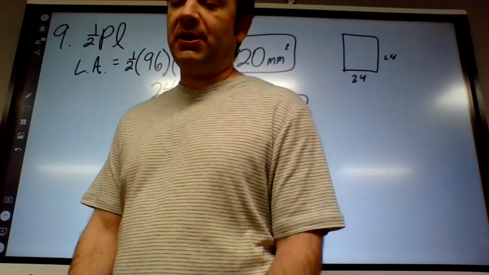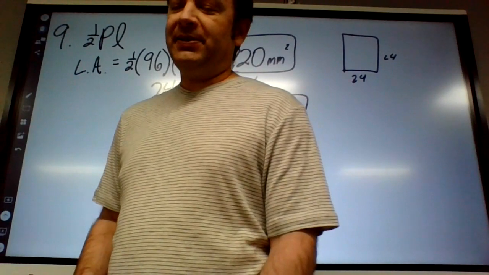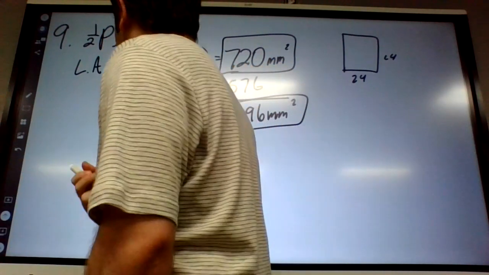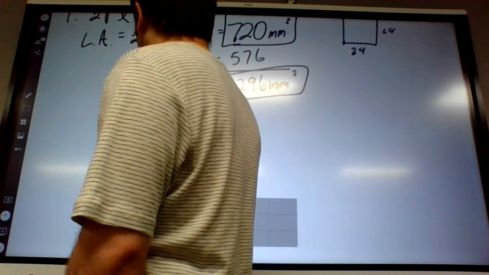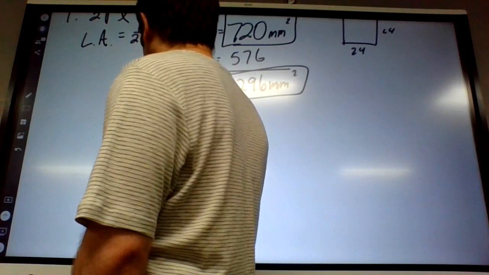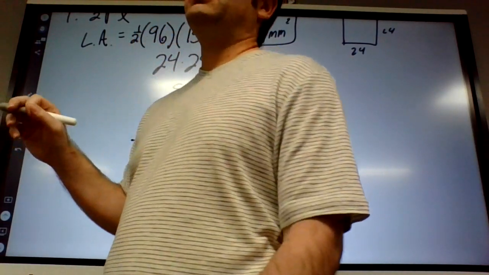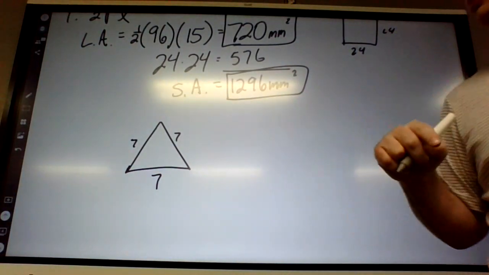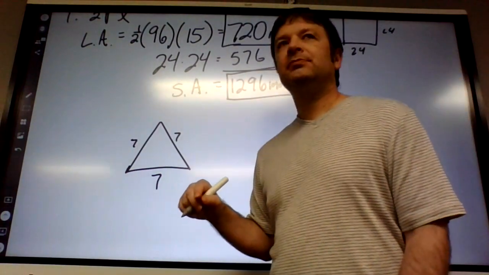On number 10, they are not telling us much about the base. So how could I find the base area on number 10? 7 times 3. No, that would be the perimeter. Talking about later on when you have to find the base area. Here's what you do.